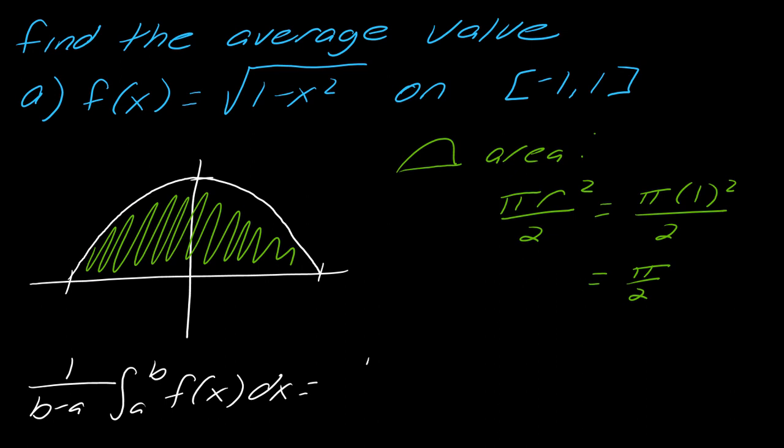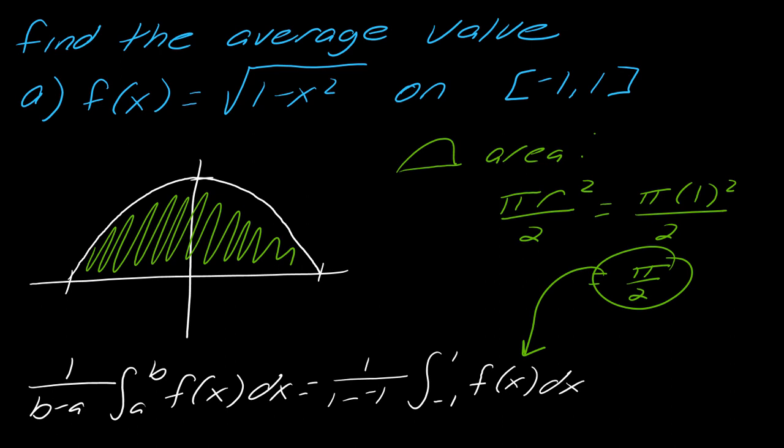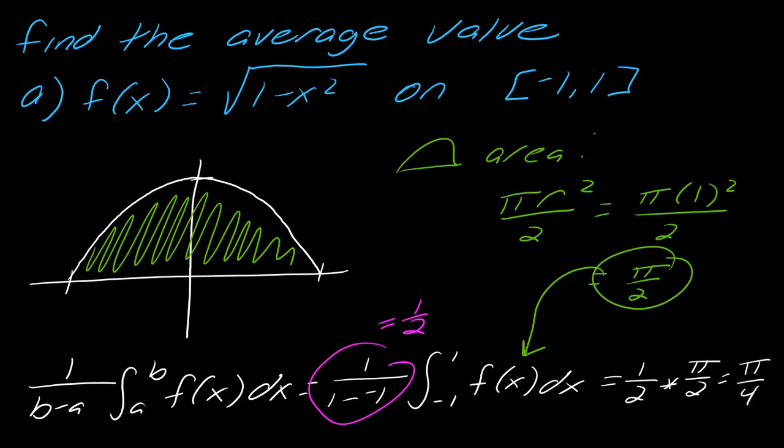So this will be 1 over 1 minus negative 1, and then I need the value of this integral, which I already found. That just goes right there. I'm then going to multiply that times the value of this, which is 1/2. So ultimately this comes down to 1/2 times pi over 2, which equals pi over 4. So that would be the average value of that function, and that's how you would do it if you don't have integral formulas.